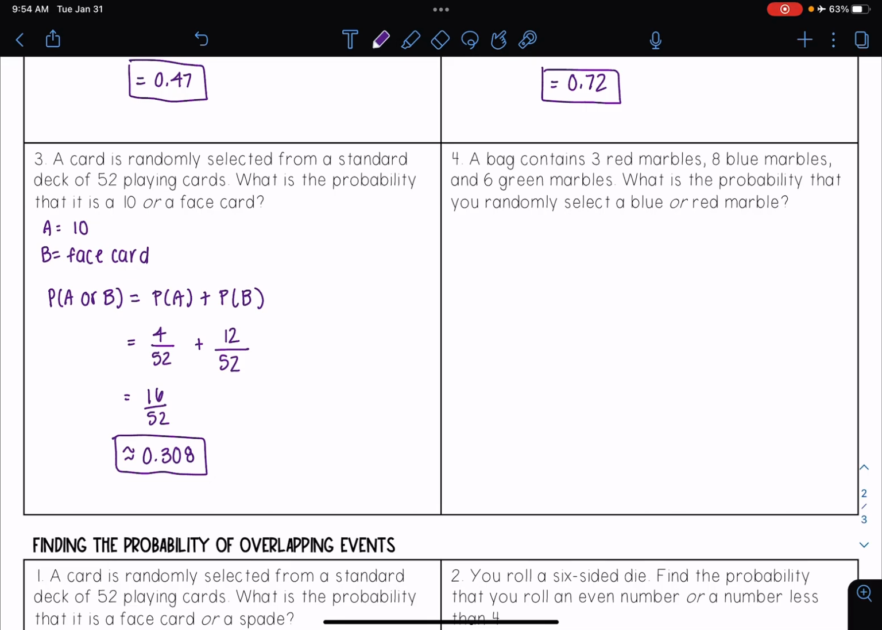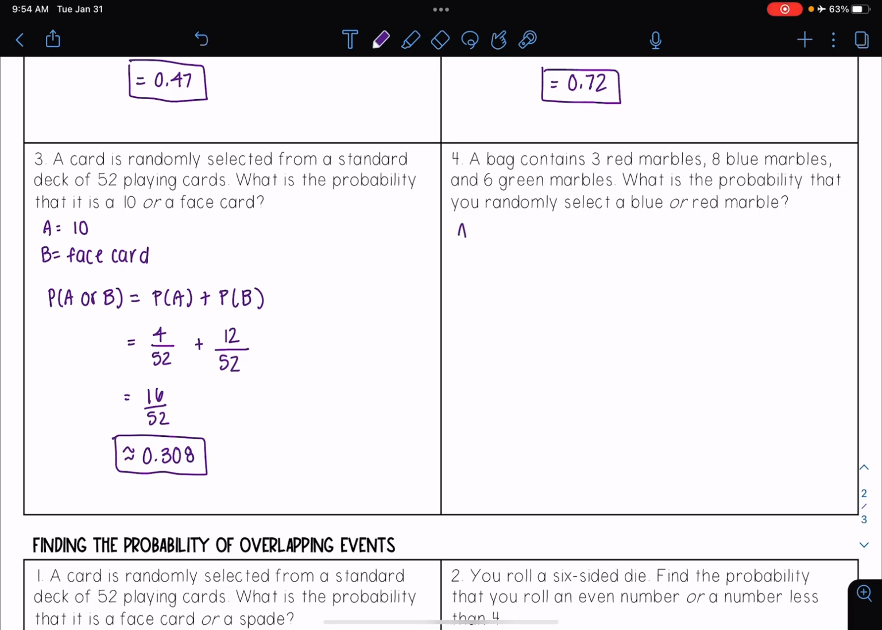Okay, let's look at one more. Here it says a bag contains 3 red marbles, 8 blue marbles, and 6 green marbles. What is the probability that you randomly select a blue or red marble? So here I already know this is disjoint because there's no way that you're going to be pulling out a blue and red marble because that doesn't exist. There's only the blue and red. They're separate. So I know that's going to be disjoint.